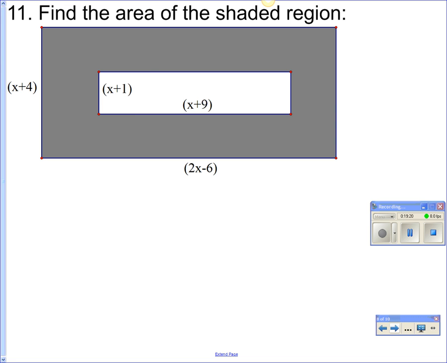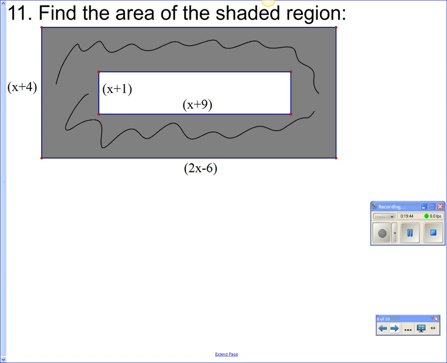Okay. What if just this was shaded? All you have to find is the area of the little box. Okay. But that's not true. This is what's shaded. This right here. So, I know I'm not doing a very good job of explaining this. So let me kind of start from the top.